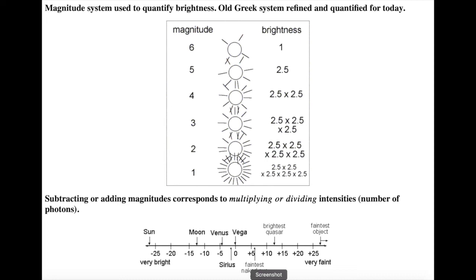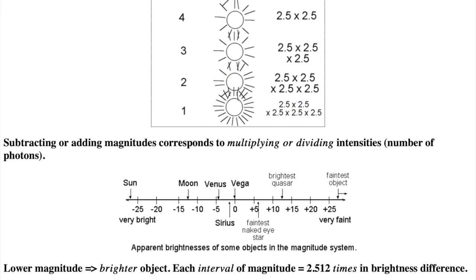It is the system used in all star charts, including the ones in the back of your student guide. Developed back in the time of the ancient Greeks, it has been refined and precisely quantified for today. The main thing I want you to know about magnitudes is that the lower the magnitude, the brighter is the object. Negative magnitudes are really bright. The rest of the slide describes more details of the magnitude system.